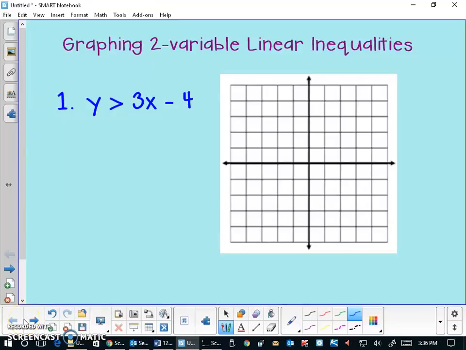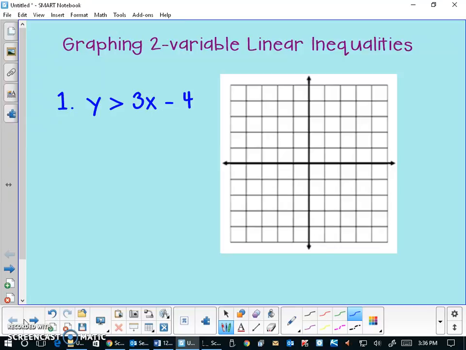Here we are graphing two variable linear inequalities on a coordinate plane. If you are having trouble solving for y to put it in slope-intercept form, please refer to another video on my YouTube. So let's look at number 1, y is greater than 3x minus 4.